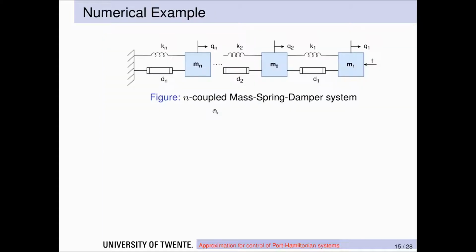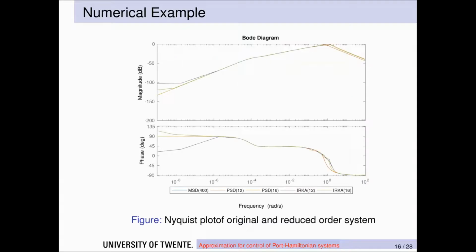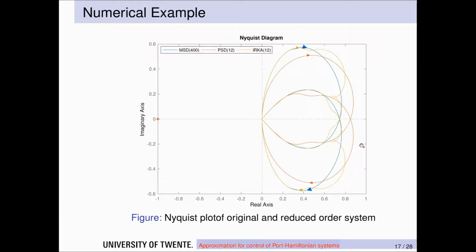I applied this technique to an n-coupled mass-spring-damper system, where I compared this PSD method with the very familiar IRKA, the iterative rational Krylov algorithm. The PSD method is very close to the IRKA method, and I also put the Nyquist plot, which shows that it also preserves the passivity of these mass-spring-damper systems.